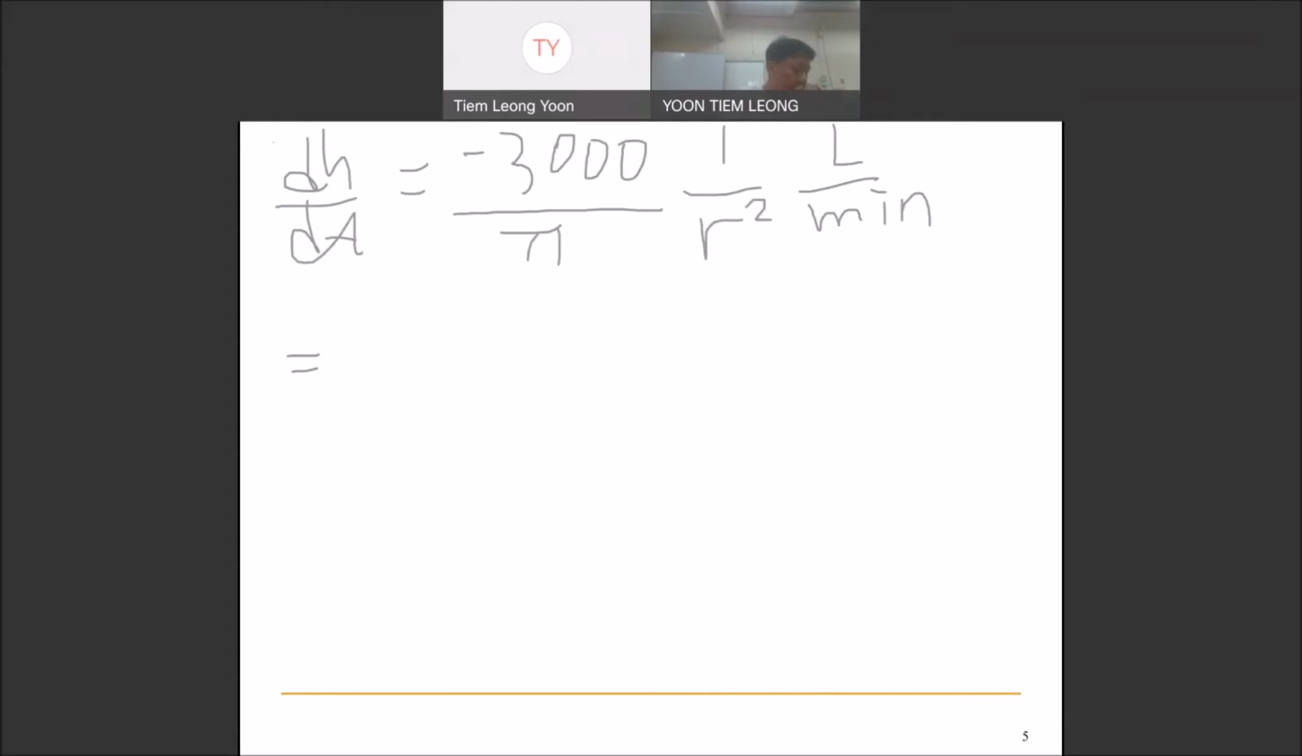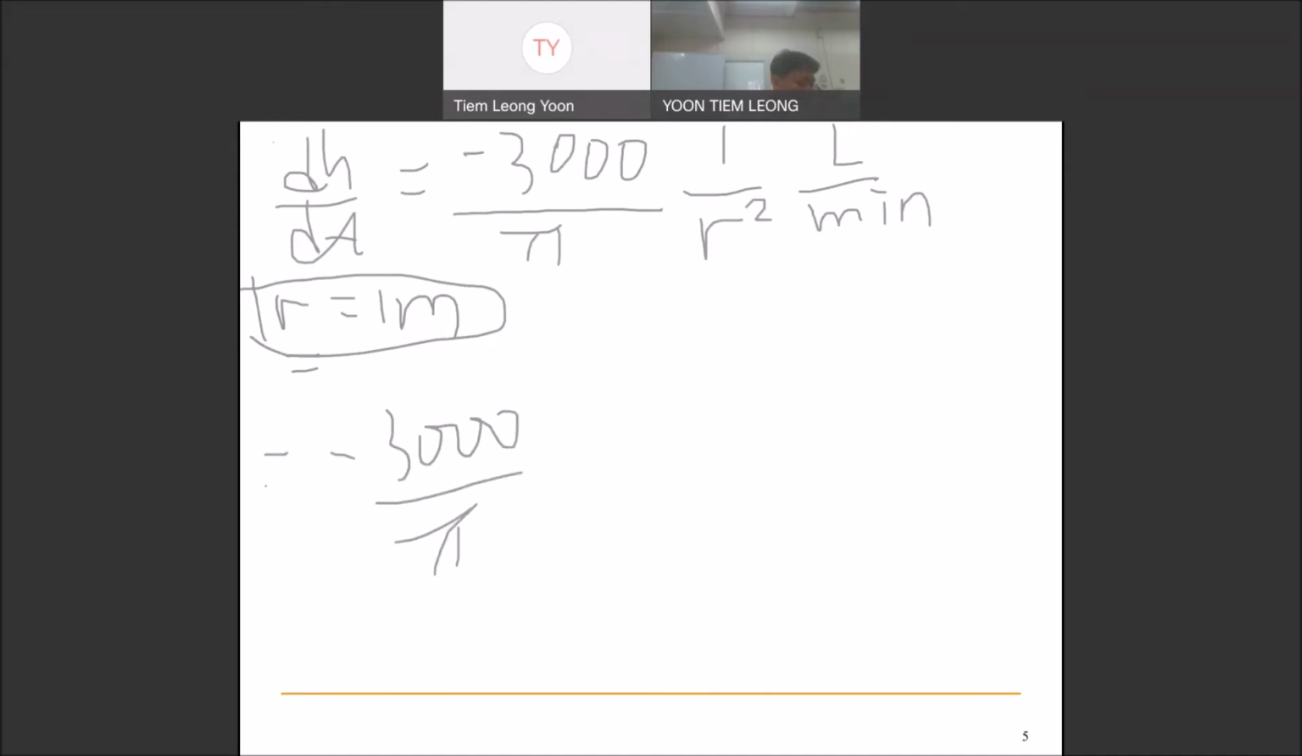Okay, so here we have to say if r equals 1 meter. So 1 meter is slotted into the equation. So let's see what it is. It is equal to negative 3,000 divided by pi, and you have to be careful when you slot in the number. We have to slot in the number together with the unit. So 1 meter squared is just 1 meter squared, right? So you have 1 meter squared here.